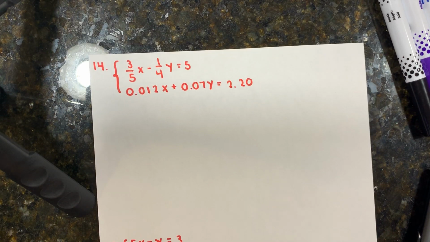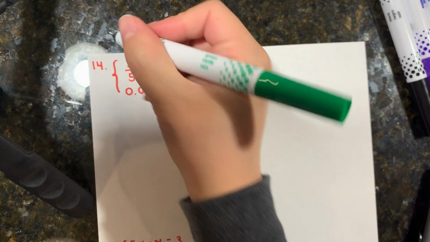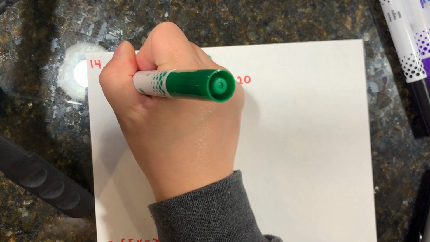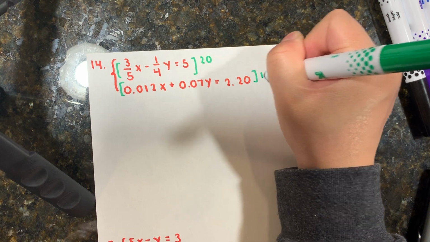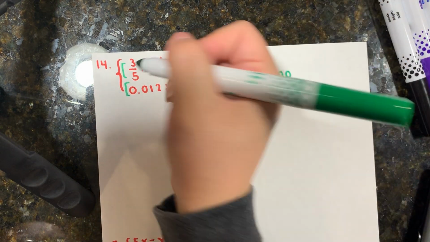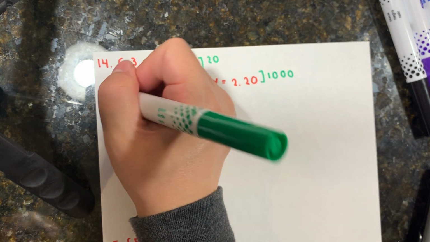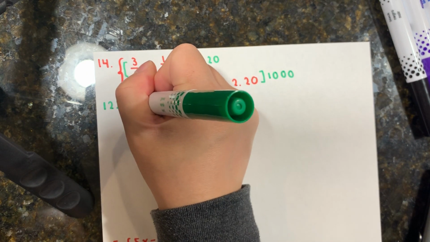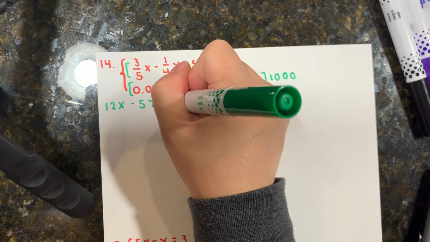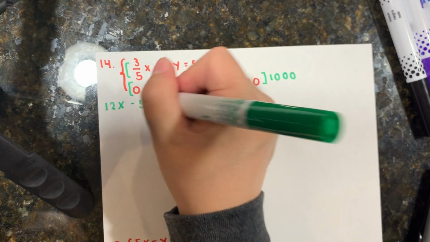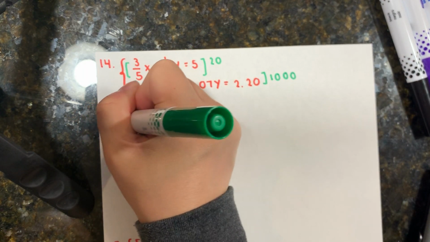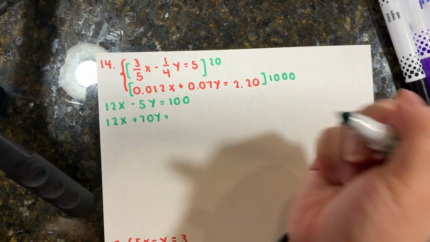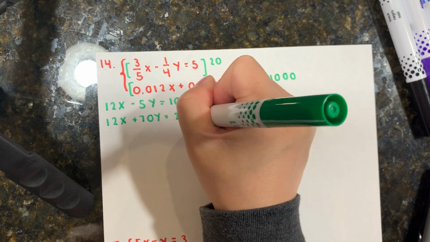Now we're going to look at number 14. So the first thing that I'm going to do for number 14 is going to be to multiply this equation right here by 20. The bottom equation, I'm going to have to multiply by 1,000 to get rid of all of the decimal points. So this one, the top one, I'd multiply by 4, so that would be 12x minus 5y equals 100. Bottom equation would turn into 12x plus 70y equals 2,200.